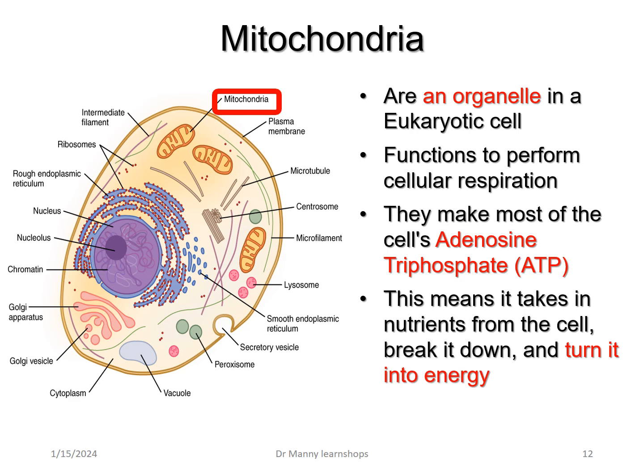Now, the mitochondria, the powerhouse of the cell, is an organelle in a eukaryotic cell, and its function is to perform cellular respiration. In this process of cellular respiration, mitochondria make energy-producing substances, the main one being ATP, adenosine triphosphate. This means that the mitochondria take up nutrients from the cell, break them down, and turn them into energy.